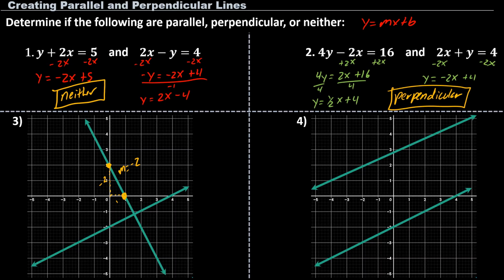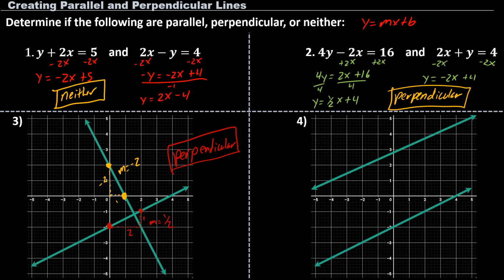Now if we look at the other one, we have a point here and we have another point here. So we're going over 2, we're going up 1, positive, so this is a slope of 1/2. Negative 2, positive 1/2, opposite signs, flipped versions of each other. This is perpendicular. So check the slope, don't just guess.